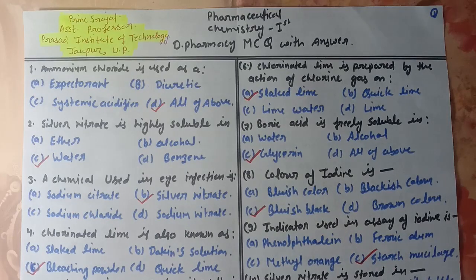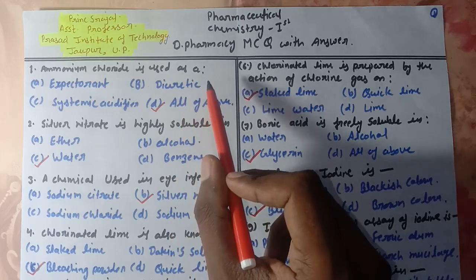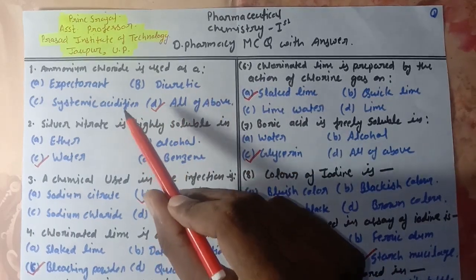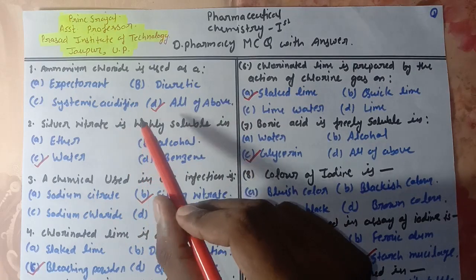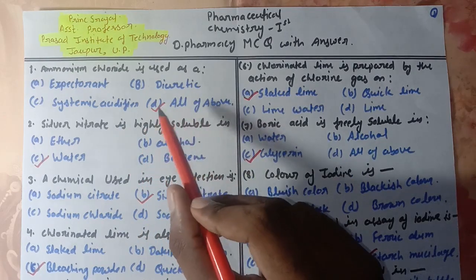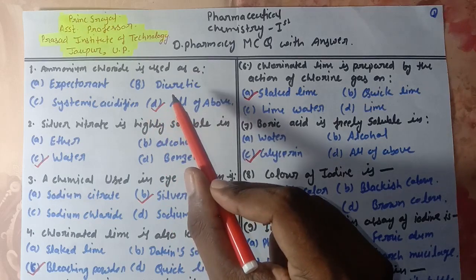Hello students, today I am going to discuss some MCQ questions for pharmaceutical D Pharmacy first year. These questions are for the practice of the seasonal examination. First question: ammonium chloride is used as option A expectorant, B diuretic, C systemic acidifier, D all of above. So the answer is D, all of above.